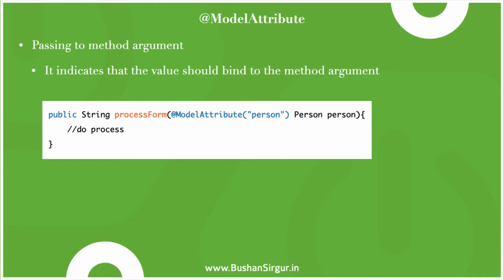Let's see what will happen by passing this to the method argument. By passing this to the method argument, it indicates that the value should be bound to the method argument. Let's say we have a person form and that form is backed by the person object. The user will enter the values inside the form, and when the user clicks on the submit button, the form values should bind to the method argument. So for that reason, we pass the @ModelAttribute annotation to the method argument, and that will bind the values to the method argument. That is the first scenario.